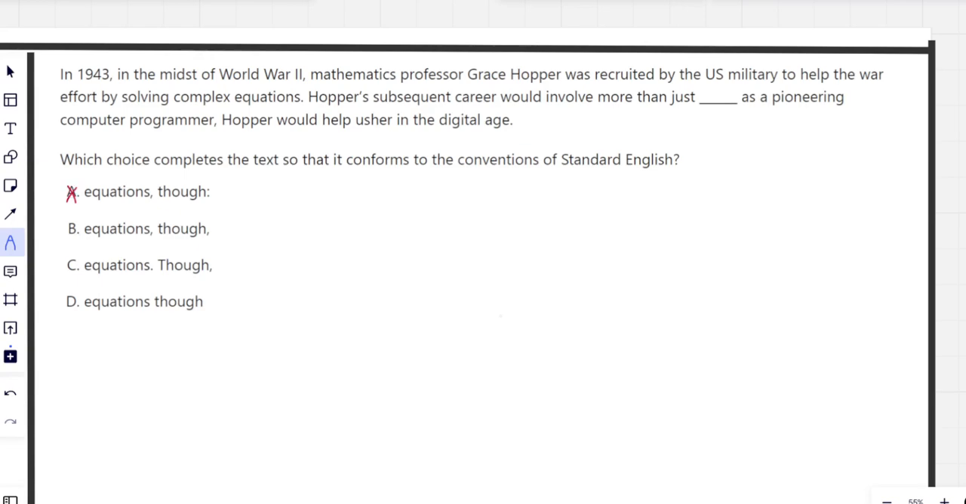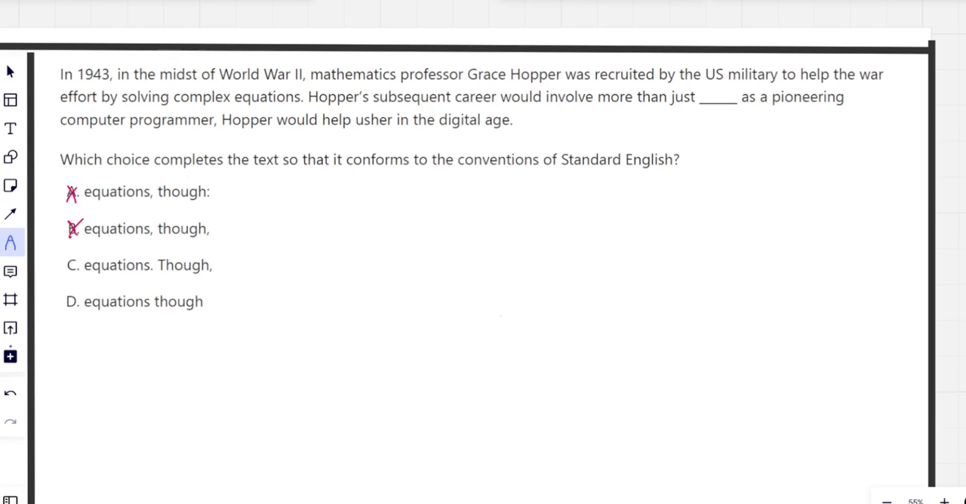We can rule out A because for us to use a colon, we need an independent clause to come before it, and that would not make an independent clause. Equations, comma, though, comma. I think we could rule out B as well, since that would create a comma splice. Too many commas. We're connecting two complete sentences here.